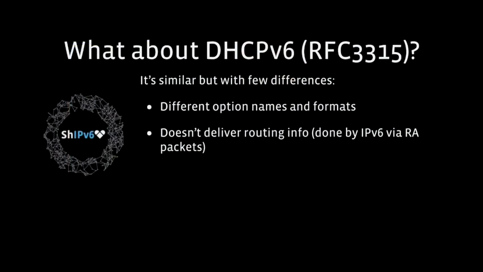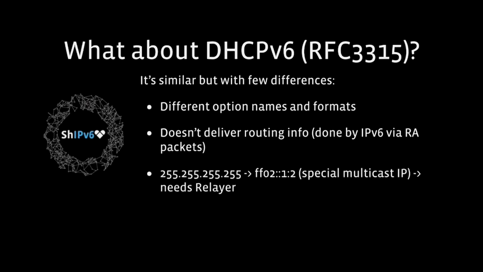The thing to keep in mind is that DHCPv6 does not provide routing information. It doesn't give you a default gateway. Why is that? Because that is provided by the IPv6 routers in the network via special packets called router advertisement packets. And the other difference is that there is no broadcast address, of course, but you have to use a special multicast IP, which is the one there in the slide.